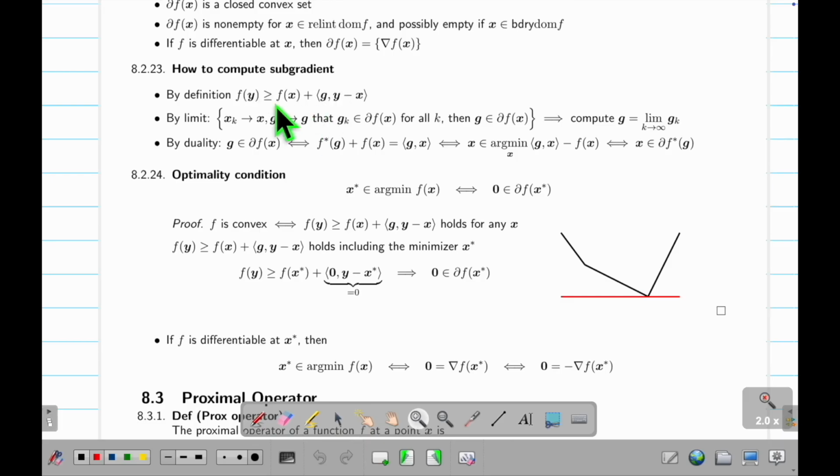Now, how do we compute the subgradient? I just showed you examples by this. What about the other way? You can do this by limit. You build a limit, okay? Or you do duality. This is the one I showed you last week on the subdifferential of the norm. You need to know something called the conjugate, but not yet, okay?